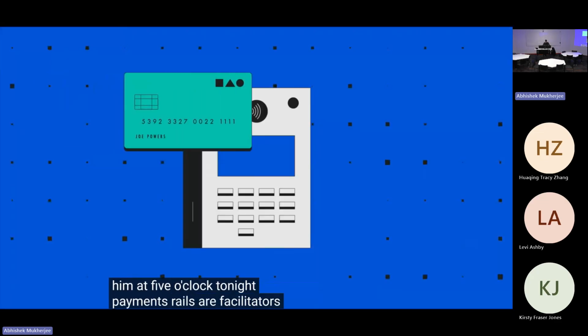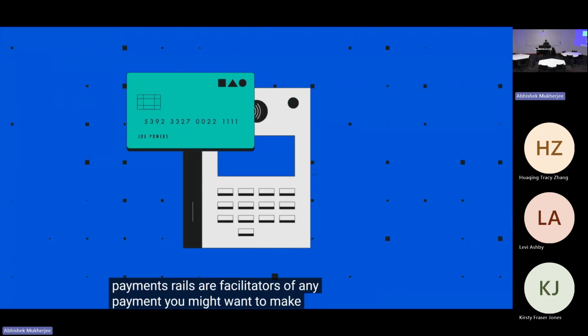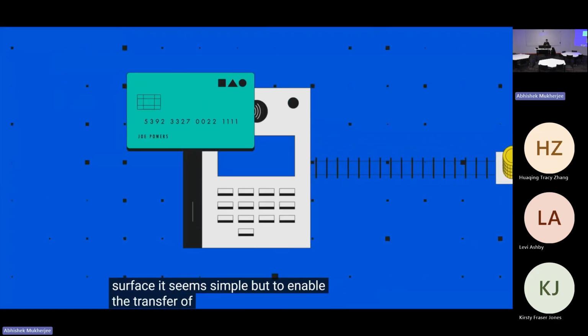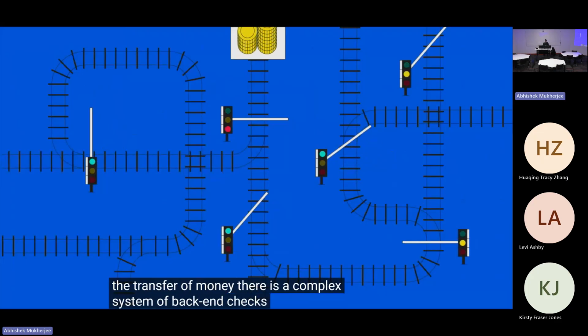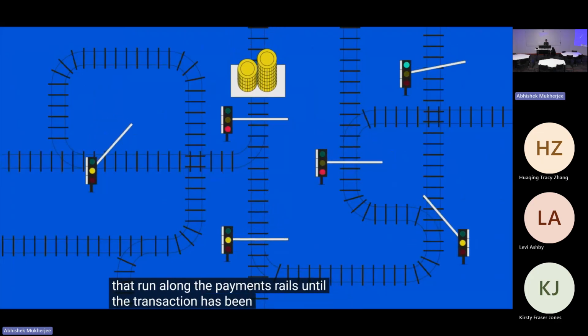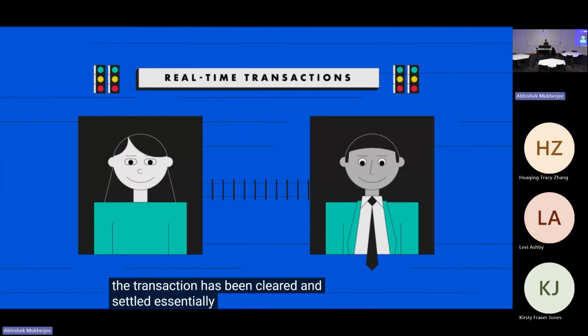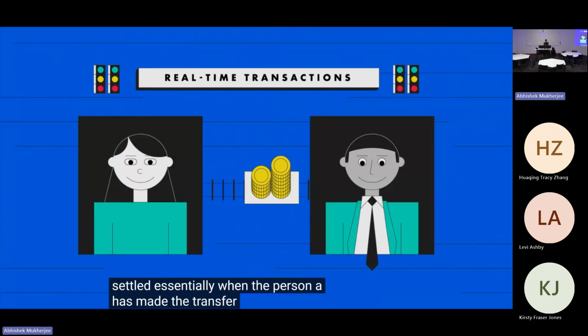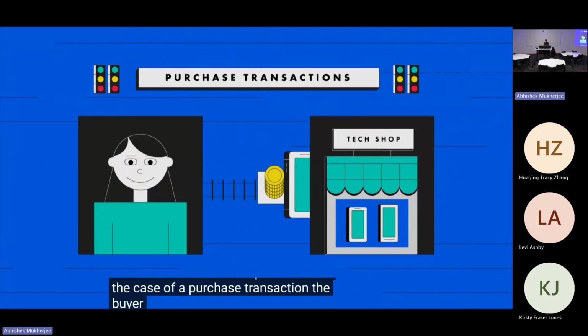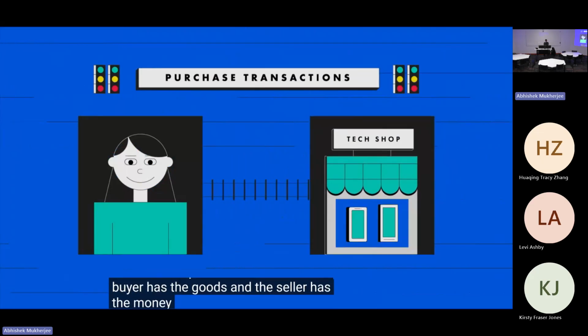Payments rails are facilitators of any payment you might want to make. On the surface, it seems simple. But to enable the transfer of money, there is a complex system of back-end checks and transfers that run along the payments rails until the transaction has been cleared and settled. Essentially, when person A has made the transfer to person B, or, in the case of a purchase transaction, the buyer has the goods and the seller has the money.